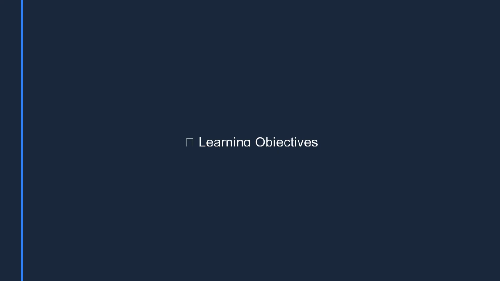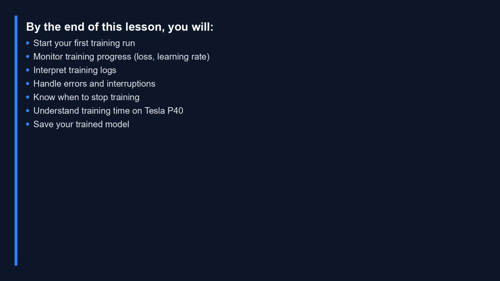dataset size. Learning objectives. By the end of this lesson, you'll know how to kick off a training run and read what the output is actually telling you. You'll be able to interpret the loss curve, spot the warning signs of overfitting or divergence, and make the call on when to stop. You'll also understand what training speed to expect on the Tesla P40, and you'll have your trained model saved and ready for evaluation.